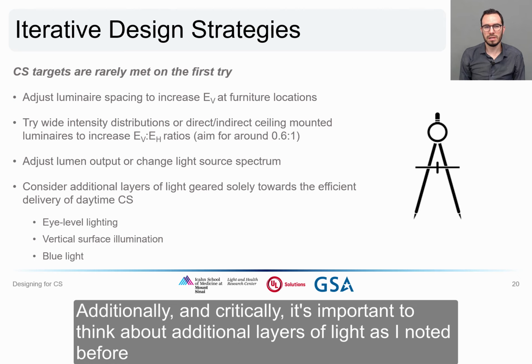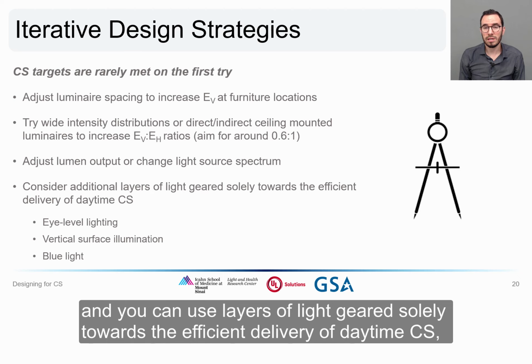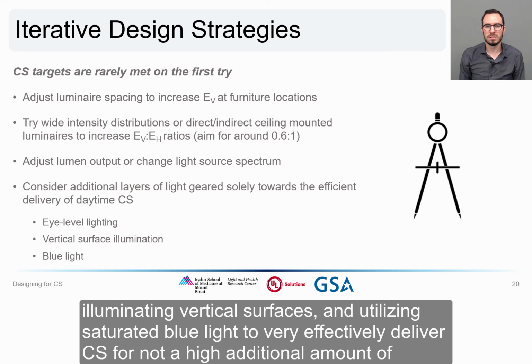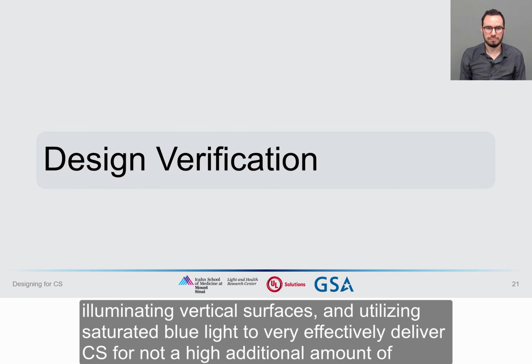Additionally, and critically, it's important to think about additional layers of light, as I noted before. And you can use layers of light geared solely towards the efficient delivery of daytime CS. This can include eye-level lighting, so lighting in the vertical plane close to the eye of occupants, illuminating vertical surfaces, and utilizing saturated blue light to very effectively deliver CS for not a high additional amount of energy.